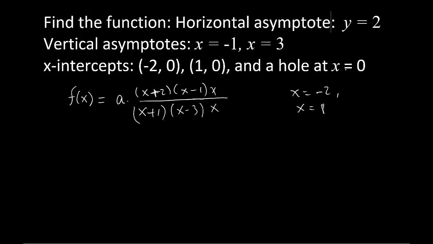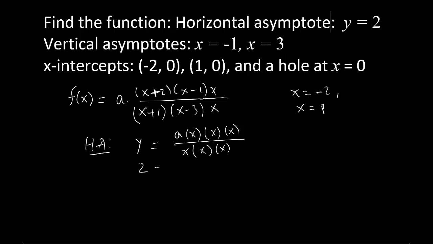Now, we need to see what happens with a. It says horizontal asymptote is 2. So what is our horizontal asymptote? We know our horizontal asymptote is y, which is a times the leading coefficients. So you take x from the first term, ignore the constant, then x over, you take your x, ignore the constant, then you have another x, then you have another x. And we said that y equals 2, so you plug in 2 equals, so these x's all cancel out. So that means a equals 2.